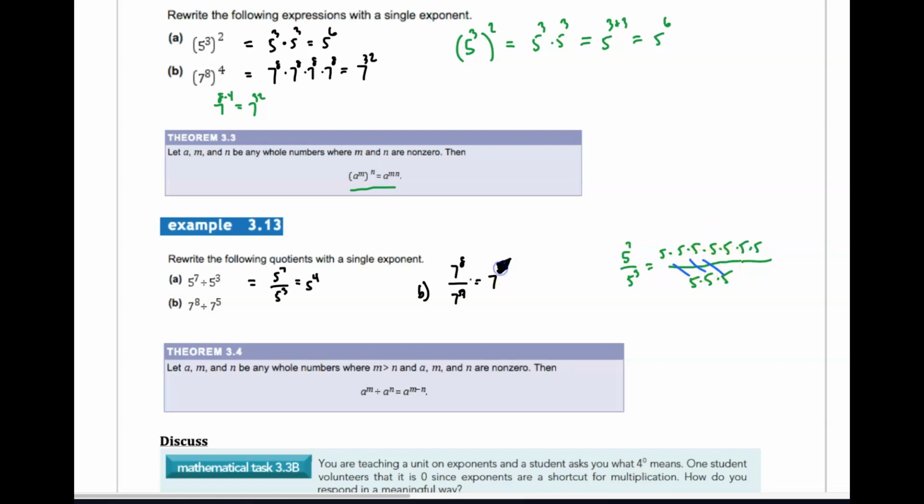Sorry, I'm messing this up. I'm looking at the wrong answer. Let's finish this up. It's 5 to the power of 4, because what's left over is 4 factors of 5. This one is 7 to the power of 3. This is 5 to the power of 4, which is what we matched up over here. Sorry about that. But you can see how the shortcut is just to subtract. And so those are our rules of exponents.